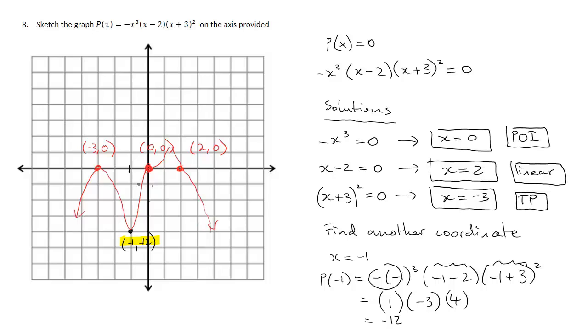That is probably the worst graph that I've ever drawn. But what's important is that you have a point of inflection right here. You need to show that that's a point of inflection, which my graph clearly does not show. But yeah, so hopefully your graph is much better than that. And then you have a linear section here, which you can see goes straight through the x-axis, and this is p of x. Okay, so hopefully that gives you an idea of how to sketch polynomials, higher order polynomials.